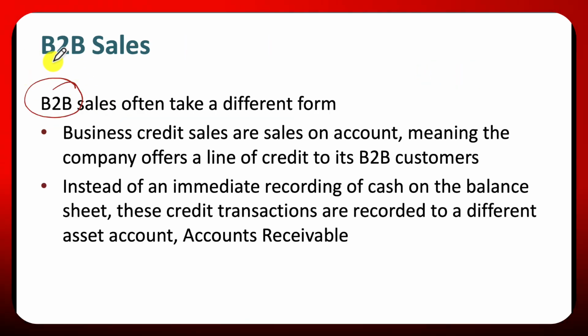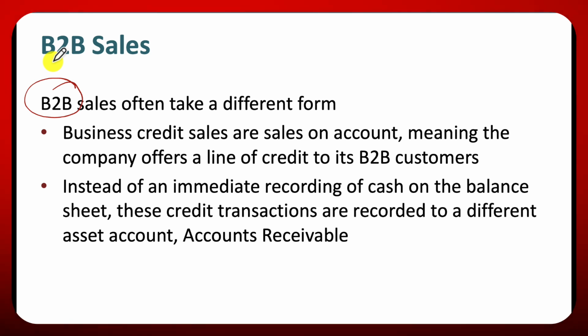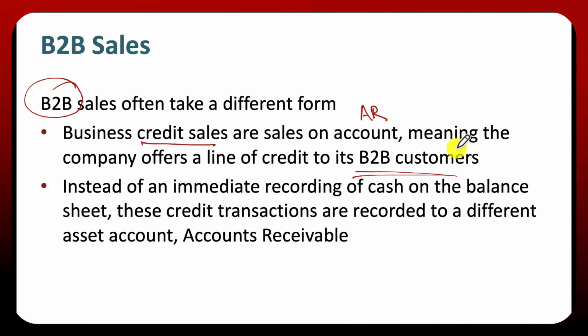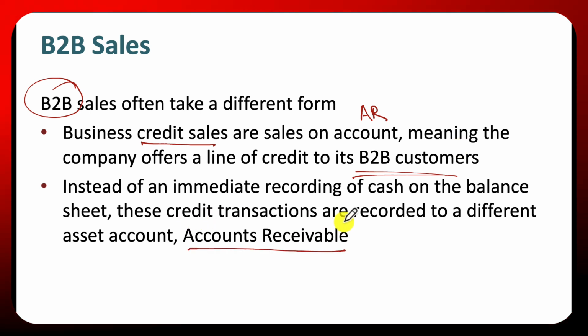So B2B, business to business sales, offers a different form. Business credit sales are sales on accounts receivable, meaning that the company offers a line of credit to its B2B customers. Instead of an immediate recording of cash on the balance sheet, these credit transactions are recorded to another asset account, accounts receivable or AR.